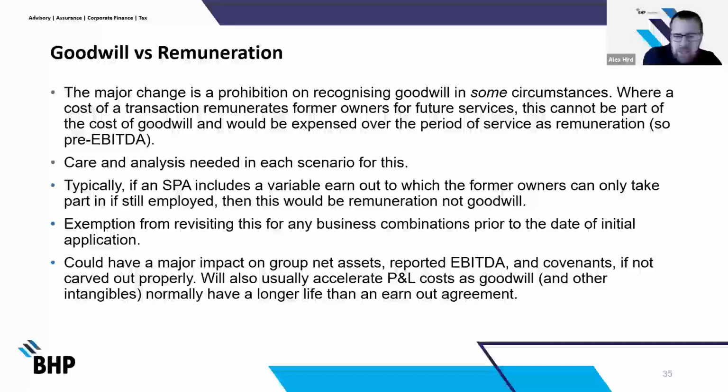There is, however, one other big change to run through, which will not impact most people, but this is goodwill versus remuneration. This has existed in IFRS for many years, but it is now coming into FRS 102 formally. It was previously silent on the matter. But if an SPA includes a payment to the former owners which is variable and relates to ongoing employment, in other words, if you put an earn-out agreement in and you have to stay employed for the 2-year period of that earn-out to get entitlement to it, then that is prohibited from being recognised as goodwill in the group accounts, and it has to be recognised in remuneration.